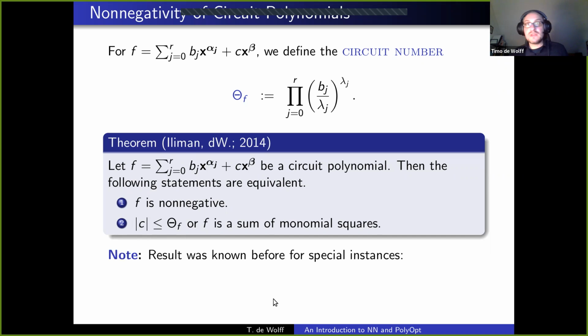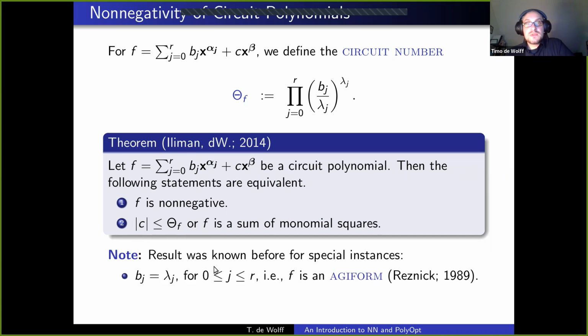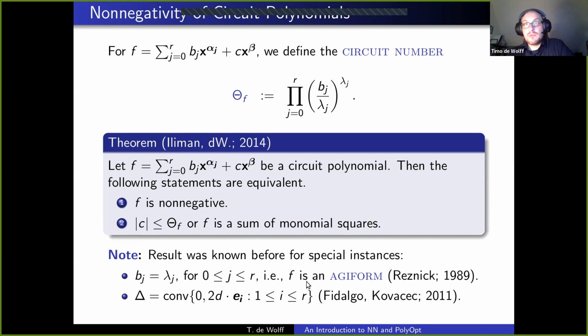Okay, I need to give some credit. This was known in special instances. This was known when the coefficients are just the barycentric coordinates. Then this is called an Agee form. This was shown by Bruce Reznick already in 1989. And then there are some other special cases that were known before. So here's a result by Fidalgo and Kovacec for certain simplices.